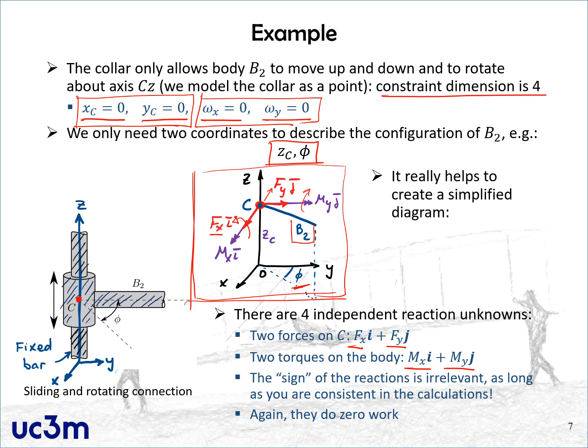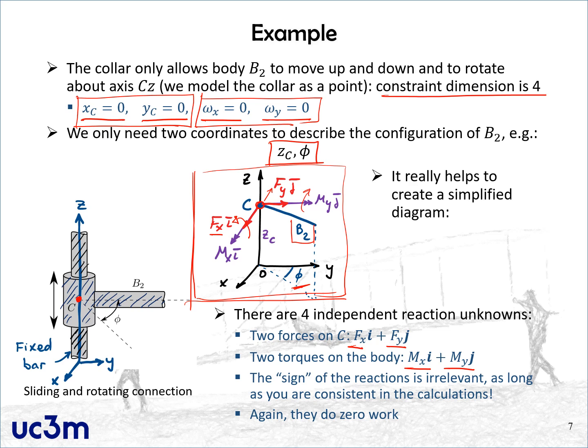But what is really important is that you must be consistent in your calculations. So if here I'm deciding that Fx is positive in this direction, when I make the calculations, it should also be positive in the same direction. That doesn't mean that later on Fx cannot be negative or anything like that. It can be any sign.